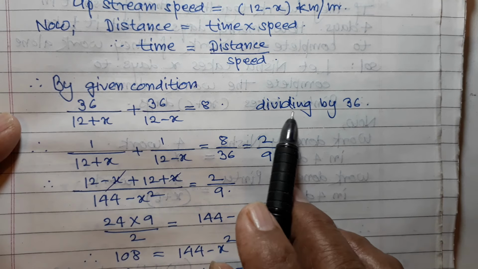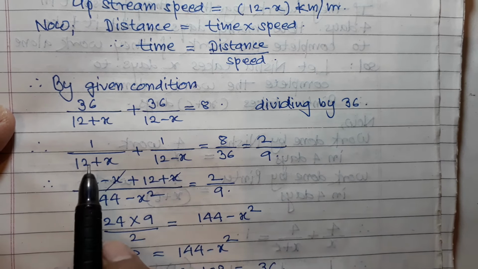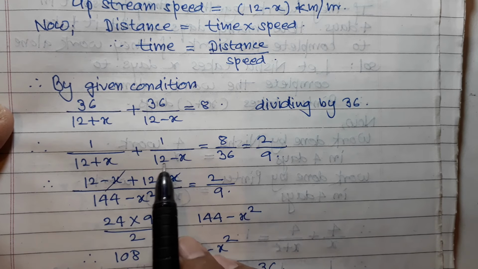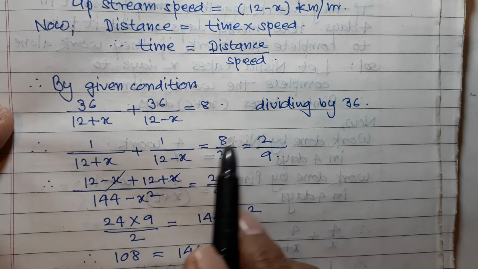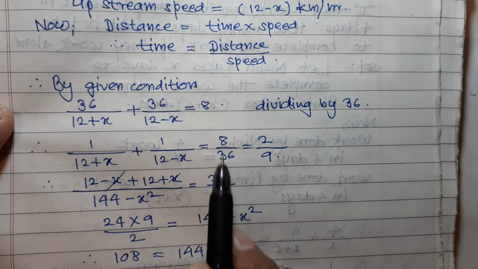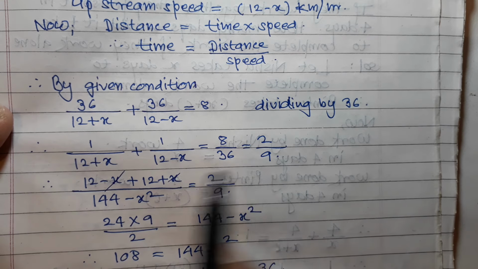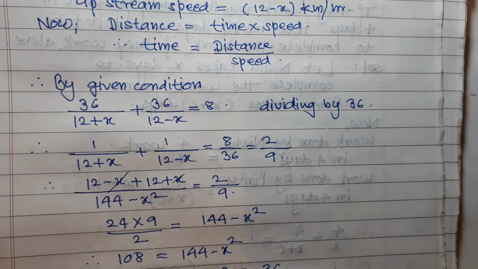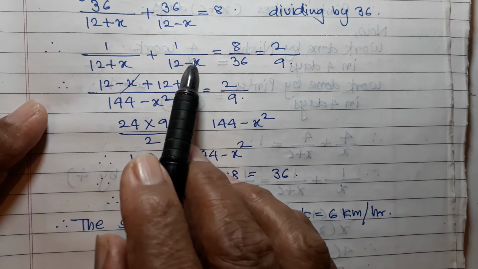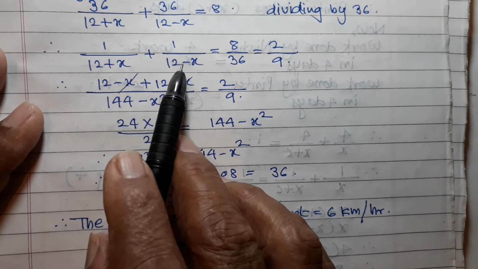Now here you divide by 36. So dividing by 36, 1 upon 12 plus x plus 1 upon 12 minus x is equal to 8 upon 36. This you simplify. Divide by 4. So 2 upon 9. And then simplify this. So now here equalize the denominator. My denominator is 12 plus x into 12 minus x.